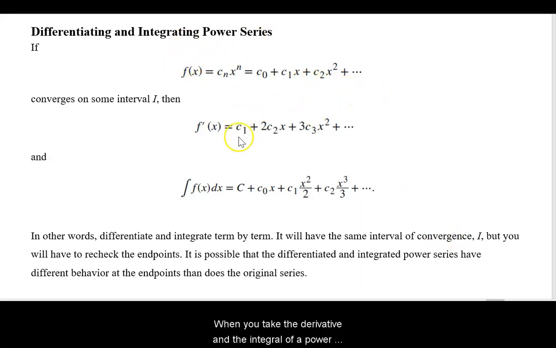However, when you take the derivative and the integral of a power series term by term, you must recheck the endpoints. It's possible that differentiation or integration of the power series will change the behavior of convergence at the endpoint when you compare it to the original series.